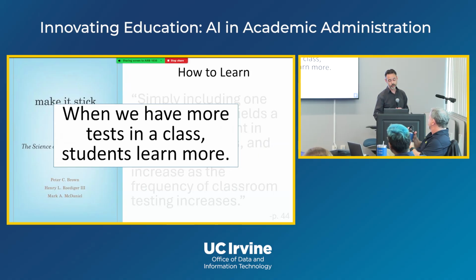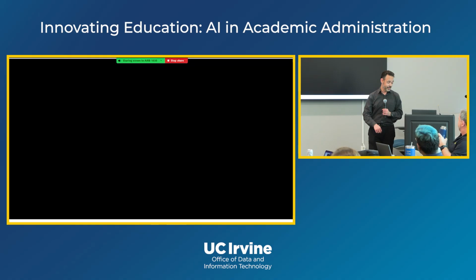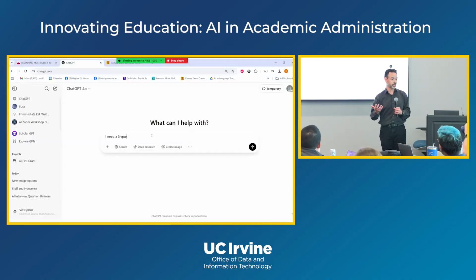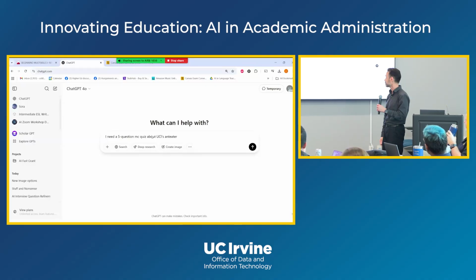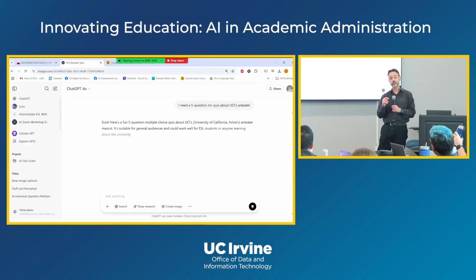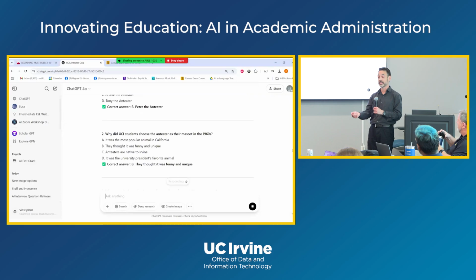And so what I'm going to show you is something that's not going to be surprising to you at all, I think, at first. And that is that we can use ChatGPT or something to create a quiz, right? And on a whim, maybe I need a quiz about UCI's anteater. Very important topic for my students, right? And so it will make me a 5-question multiple choice quiz. But the problem is, how do I give it to my students? It's still going to be a headache if I want to put it on Canvas.